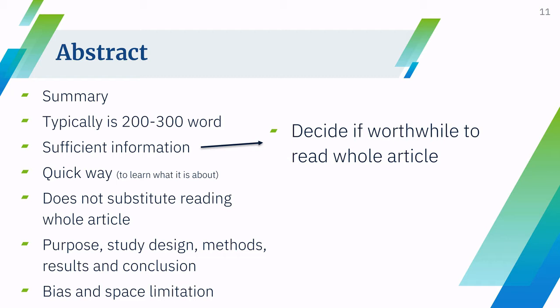The abstract should cover the purpose of the study, study design, methods, results, and conclusion. Abstracts often are written by the author and, therefore, can be subject to bias. Because of space limitations for the abstracts, the methods of the study cannot be discussed adequately, and flaws cannot be detected. Now that you have had an introduction of abstract, you can understand the concept of abstracting.